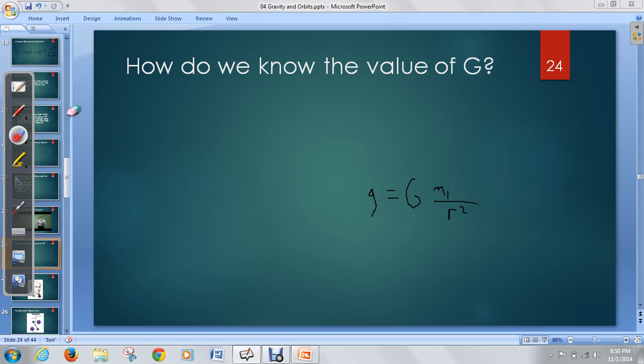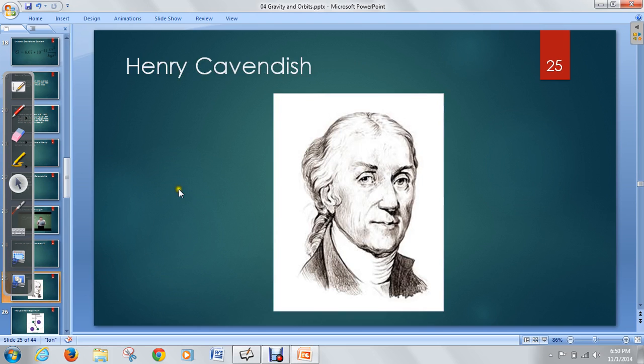how do we know the value of big G? Okay? Because it's a really small number. We can't just take two objects, let them sit on the ground, and see how long it'll take for them to hit each other because the gravitational pull isn't that strong. And so it turns out that we need a man named Henry Cavendish to figure this out.